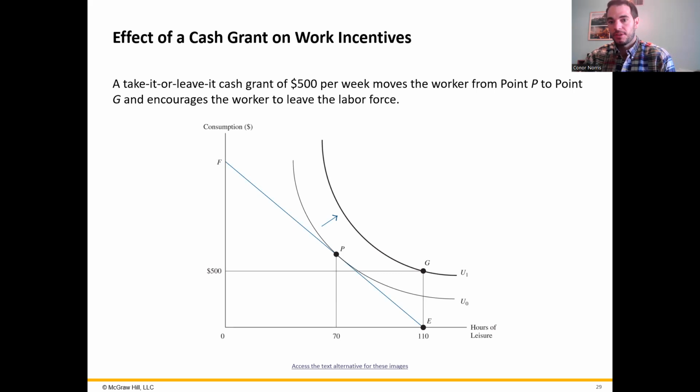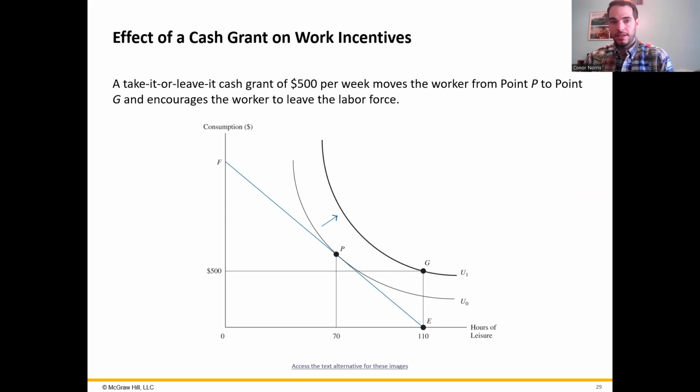So let's start with a simple example. For this one, the government begins a program where they provide a $500 cash grant each week to an individual who's not in the labor force. So they can't be employed and they can't be actively looking for a job. So in this example, the U0 utility curve represents the utility curve for when an individual does not receive a grant. So you can say this is before the program begins, or if they decide not to leave the labor force to receive the grant.